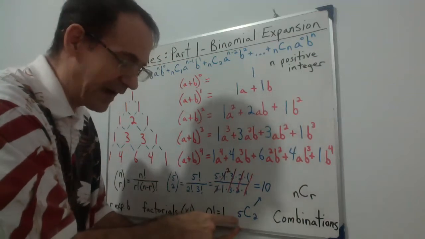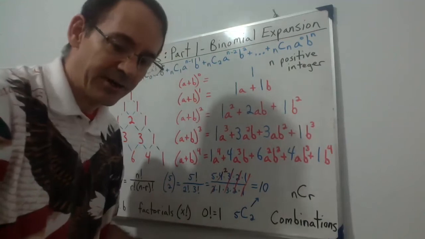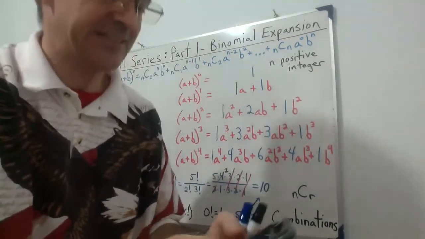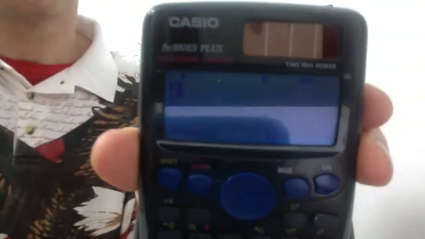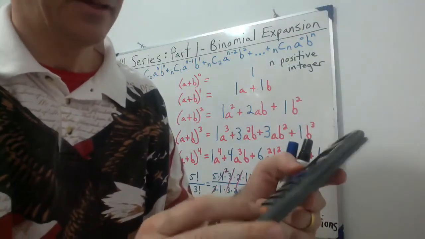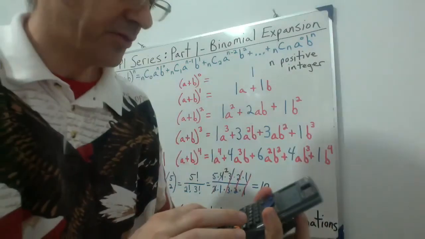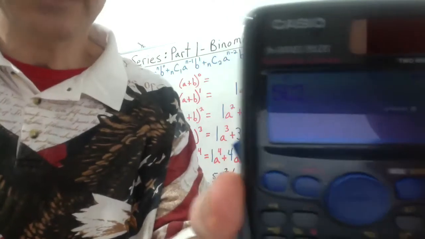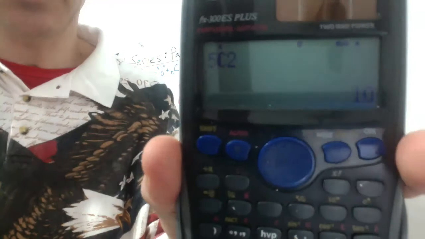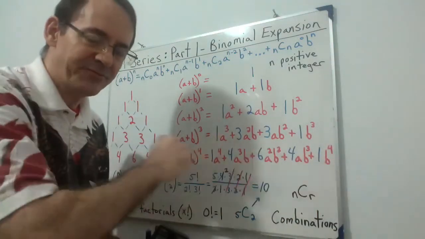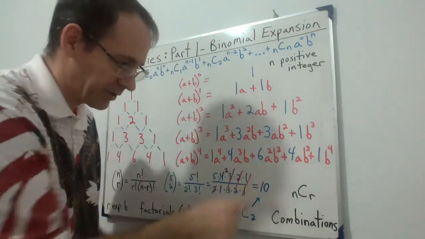Okay, so you'd hit 5, shift NCR, and on your calculator, it will just show you a C. So notice I hit 5. Then when I hit shift NCR, you just see the capital C, and then you hit the 2. So it looks like 5C2. And when you hit equals, it just changes it right to 10. So you don't actually have to do manual work. The calculator will do it for you. You still get the 10.